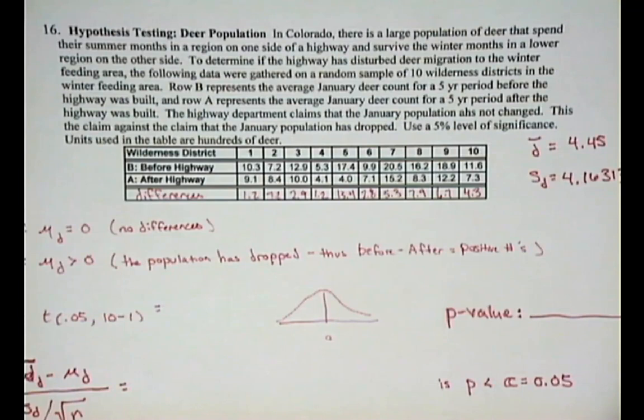This is number 16 on the worksheet. It is an example of a dependent sample, otherwise known as a before and after study. It has to do with deer population in Colorado. They've collected the average deer count for a 5-year period before the highway was built, and then for a 5-year period after the highway was built, across different wilderness districts. They want to see if the population has dropped since this highway was put in, and we're going to use a 5% level of significance.